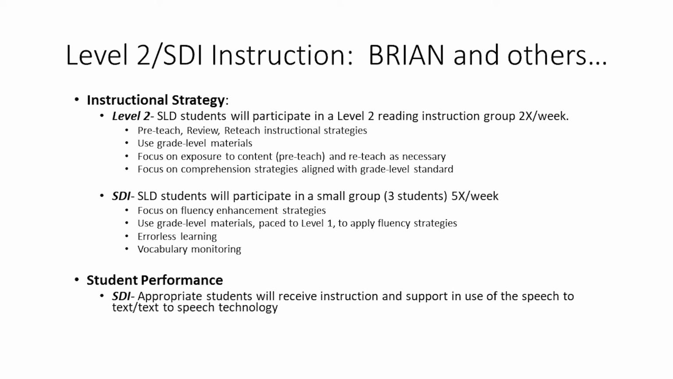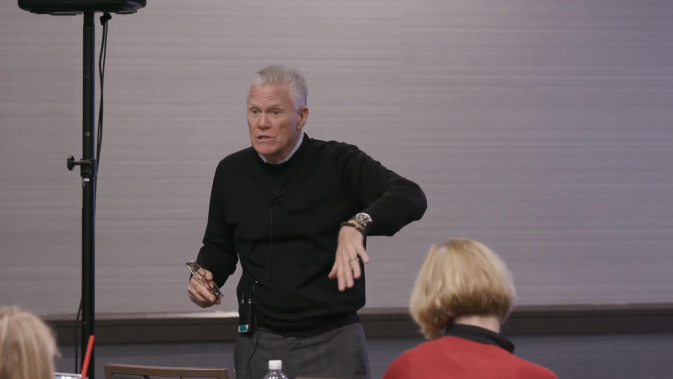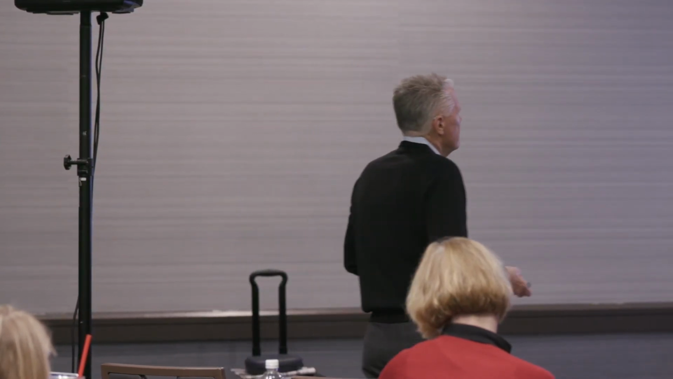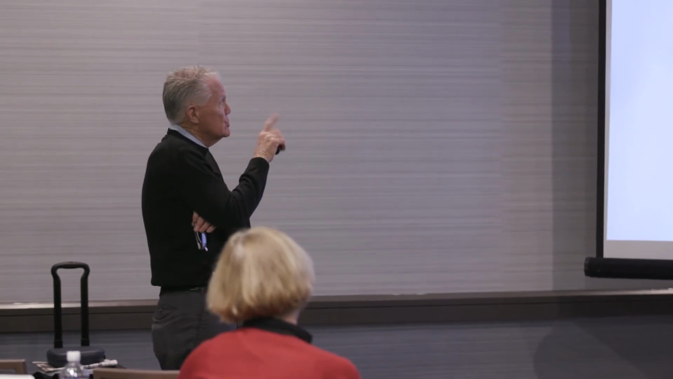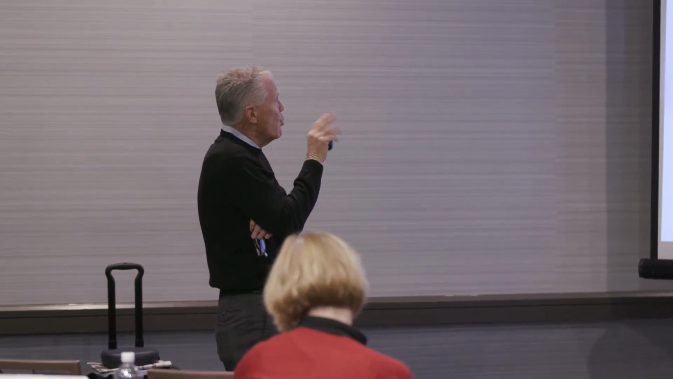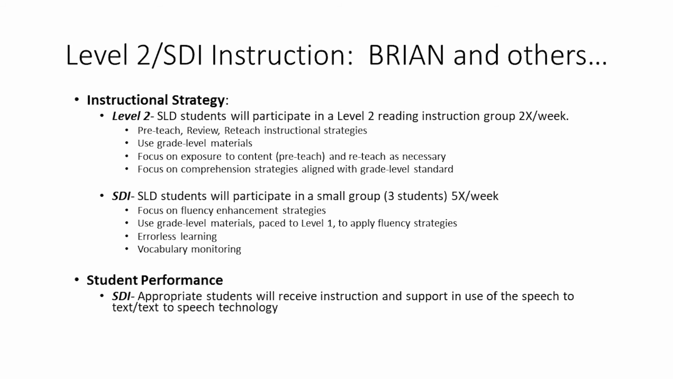Brian and others. Notice that there's really no tier level 3 here. Level 2, SLD students will participate in a level 2, tier 2. The state that this came from does not have a tiered system. They call it levels 1, 2, and 3. That refers to their multi-tiered system of supports, their multi-level system of supports. So don't think it's something else. Level 2, reading group instruction, twice a week. That was a Title I service.